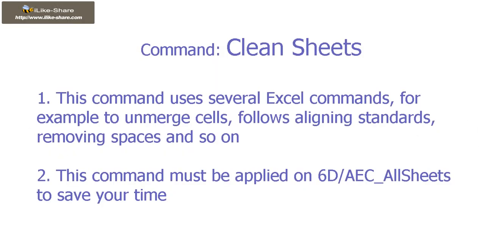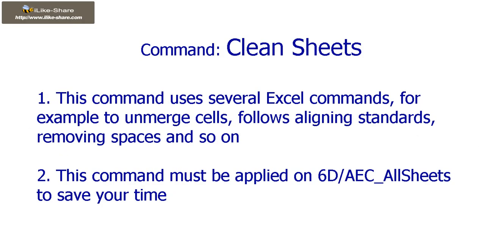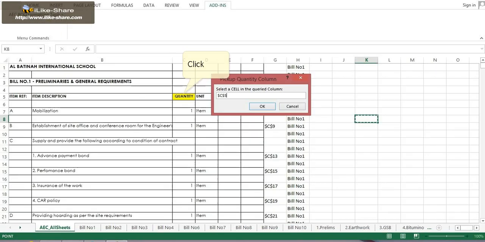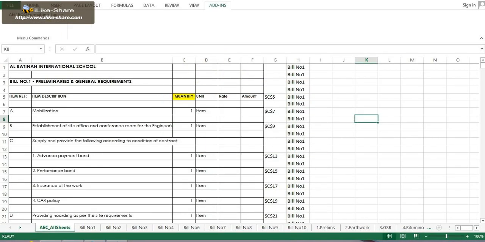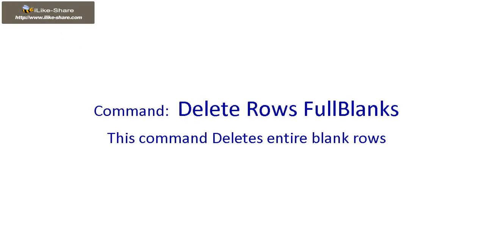This command uses several Excel commands, for example to unmerge cells, follows aligning standards, removing spaces and so on. This command must be applied on AEC All Sheets to save your time. This command deletes entire blank rows.